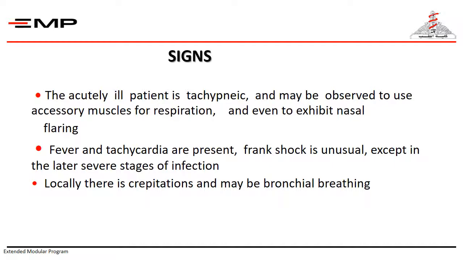As regards local examination or signs for the chest, the acutely ill patient is usually tachypneic and may be observed to use accessory muscles for respiration and even to exhibit nasal flaring. There may be fever, tachycardia, and frank shock, but it is unusual except in the later severe stage of infection. Locally, there is crepitation and may be bronchial breathing.